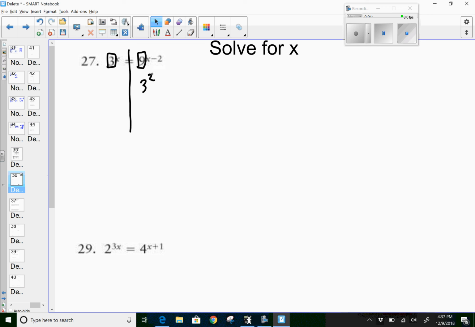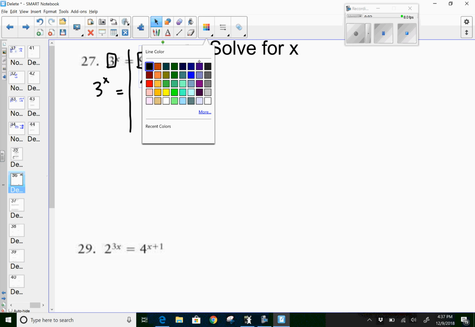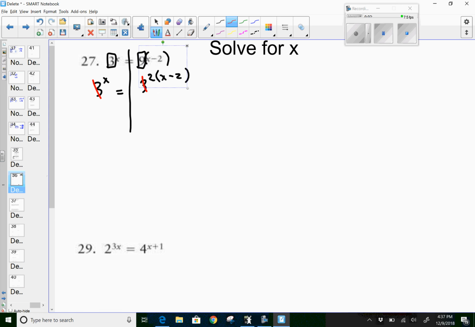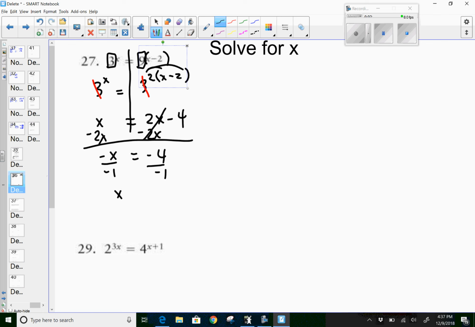So I just rewrote 9 as 3 to the second. This comes down together, so it's x minus 2 is equal to 3 to the x. You leave this one alone because it's already 3. The second you have both of the bases the same, right? Those cancel out, and you are left with just plain old x is equal to, you do distributive property here, so that's going to give you 2x minus 4. The easiest thing to do is subtract 2x from both sides. That cancels out, and you have negative x equals negative 4. Divide both sides by negative 1, and you get x is equal to 4.